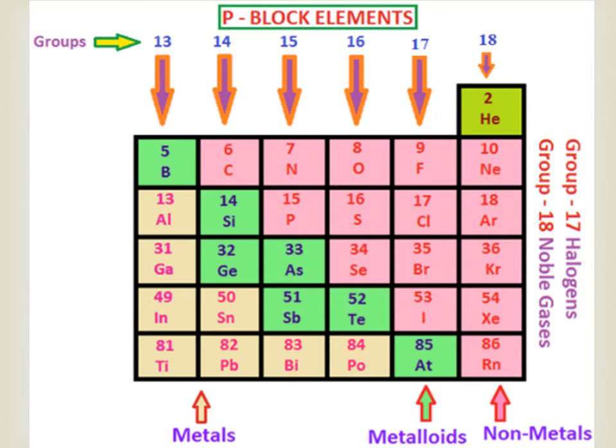Students, over here you all can see that the elements are colored in 3 shades. The buff color which you all can see for the elements, all these are metals. Then the green color which you can see in the form of a zigzag line, these all are metalloids. Whereas the pink color, these are the non-metals. So P block elements are basically divided into metals, non-metals and metalloids.